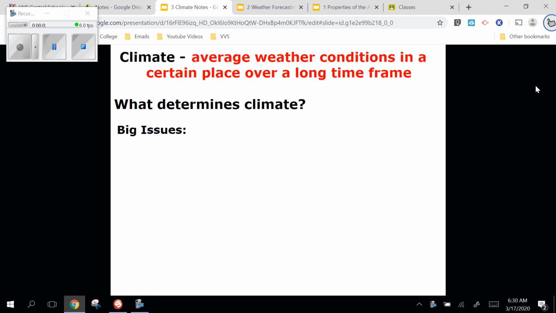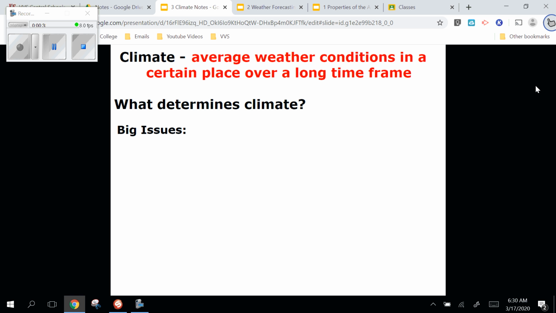Okay, so climate, kind of finish up our weather unit. Has a lot of topics that we discussed before. Average weather conditions in a certain place over a long time frame. So when we talk about weather, we're talking about what's currently going on. But when we talk about climate, climate is the average in an area over around a 30-year time frame. They take a look at what's going on over about 30 years, and that gives them an average picture of the area.